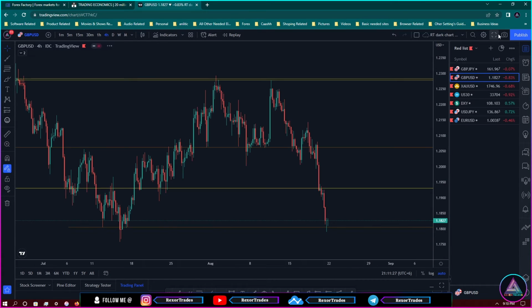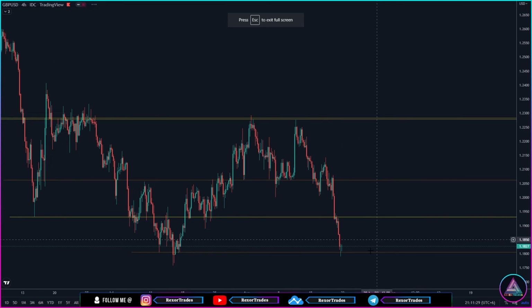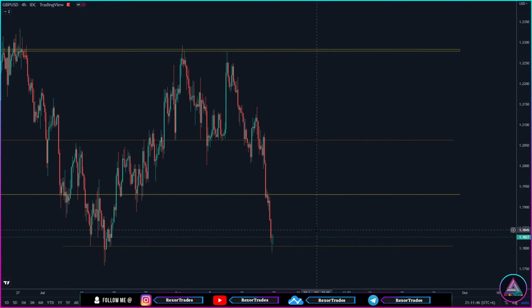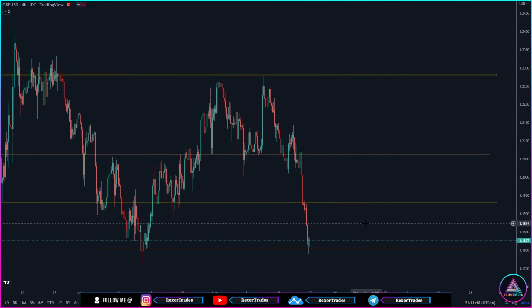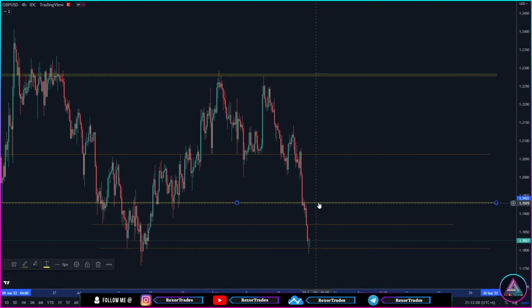Now however, if GBPUSD instead of making a break and close below this previous low starts to form higher lows over here creating a new uptrend line, then we can expect GBPUSD to go for some pullback to probably retest this key level right around here, or an obvious key level, all the way to retest this key zone over here.